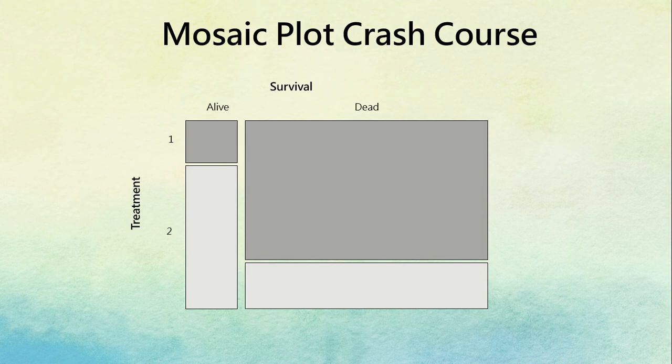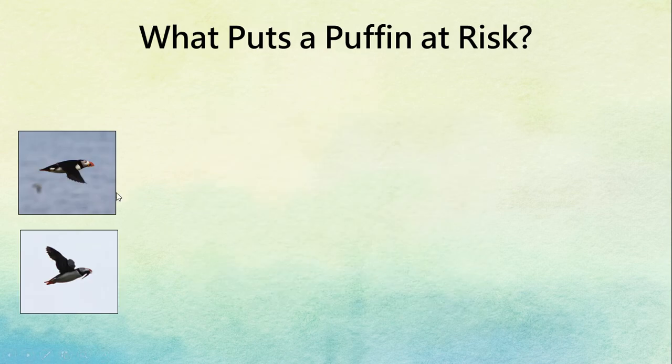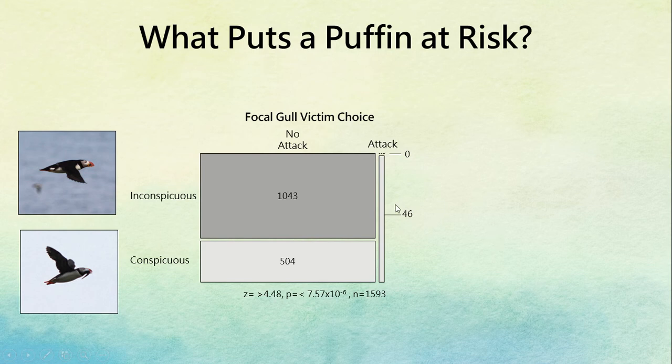So, first off, what puts a puffin at risk? Are puffins flying in with no obvious fish at risk, or are these puffins with very large obvious fish at risk? Gulls should not attack puffins that don't have an obvious fish. So I related gull victim choice to the bill load of the puffin, and you can see here that 46 out of 46 attacks happened when a puffin was carrying a large conspicuous fish. It could also be larval fish in their bill as compared to this one. So essentially the profile of the puffin showed that there was a fish in their bill.